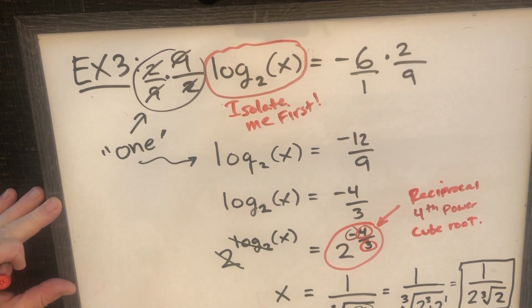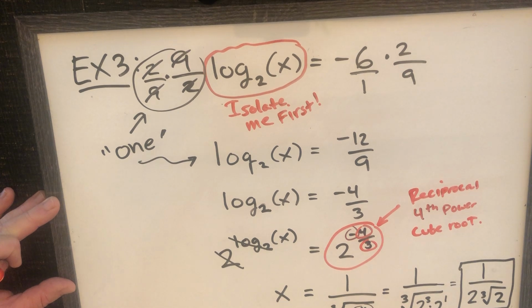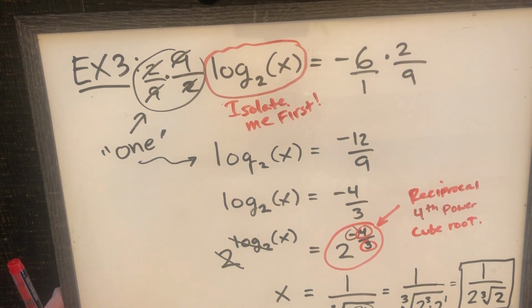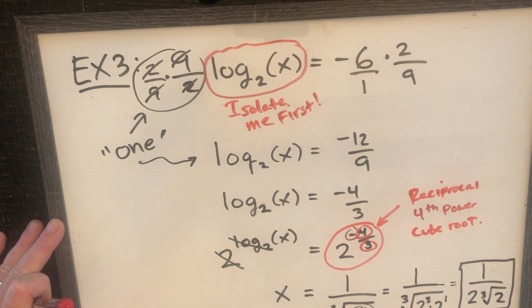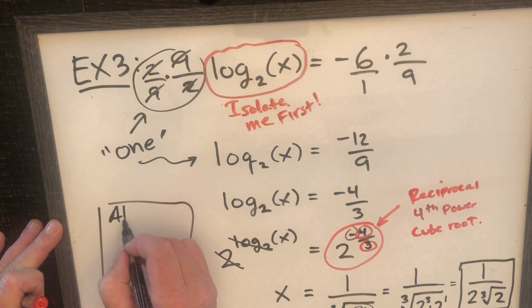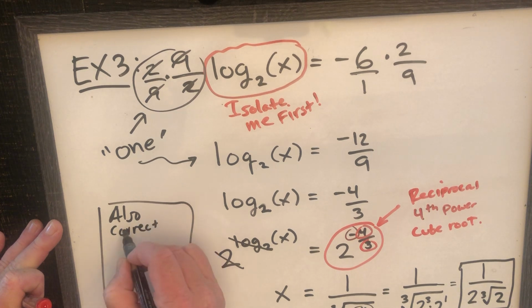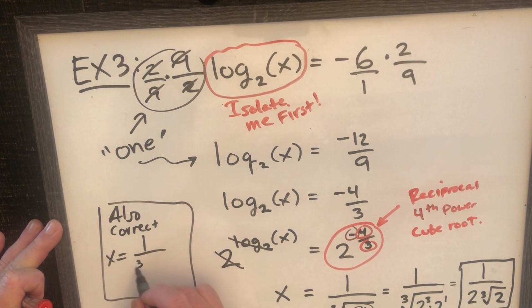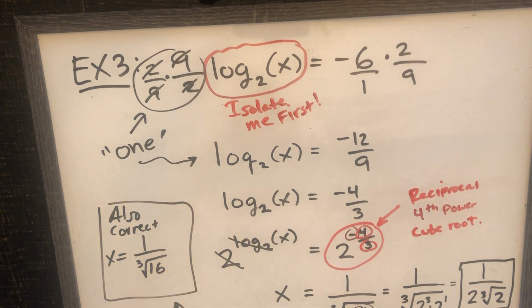I would also accept just jumping straight to the argument of 32, excuse me, 16. I overshot my mark. 2 times 2 times 2 times 2 is 16. I would also accept 1 over the cube root of 16. I'm not sure if you can see that. I think it went off the screen. Also correct would have been 1 over the cube root of 16. Okay.